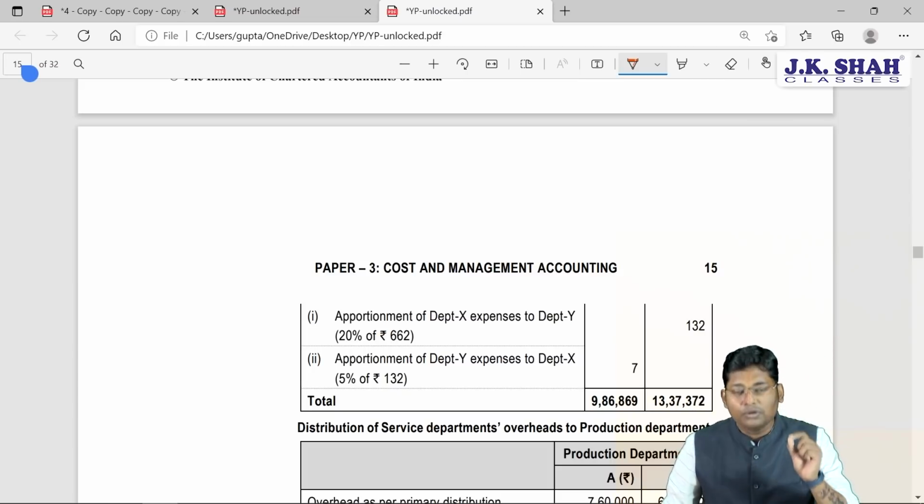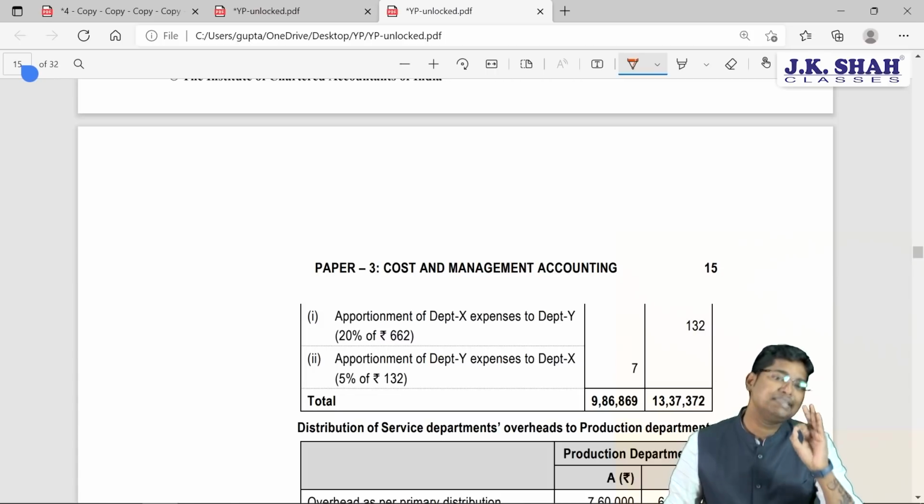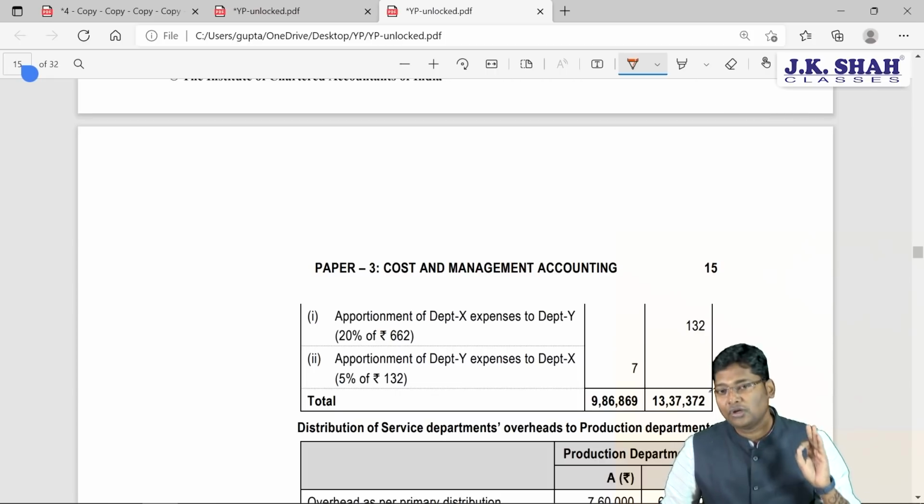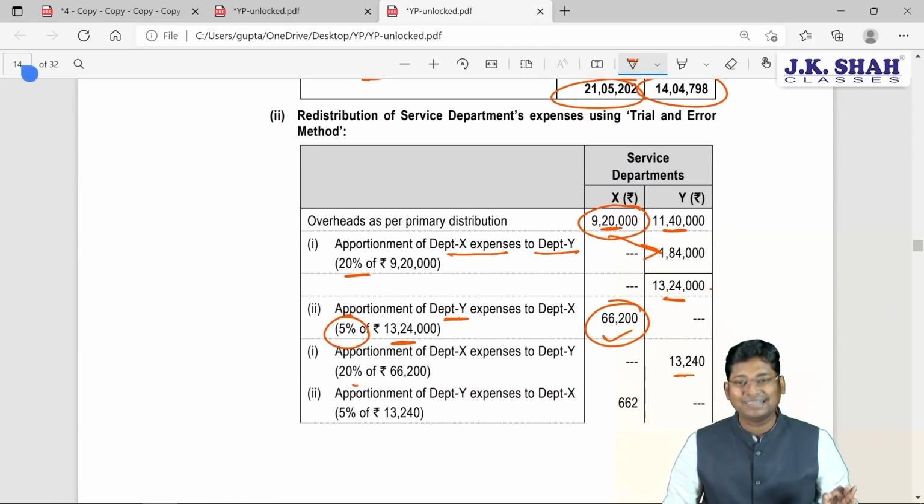You need to perform this trial and error till you get this single digit. Once this single digit comes, you have to close your calculation. You are going to close your calculation when single digit comes on your calculator. So this is the time pass exercise, you can say.